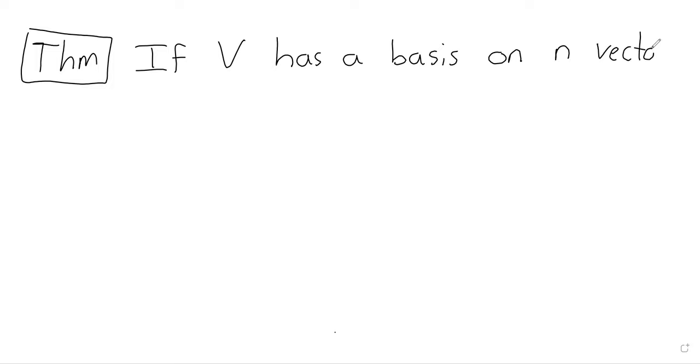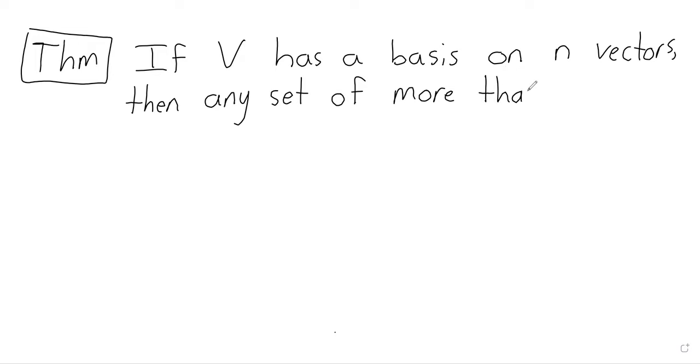If a vector space V has a basis of n vectors, then any set of more than n vectors is dependent.